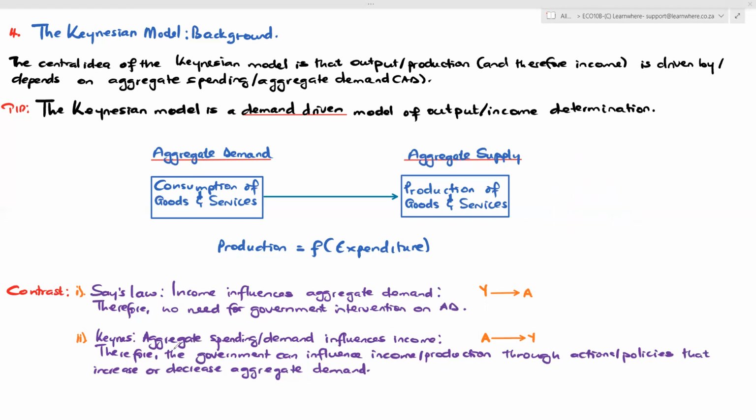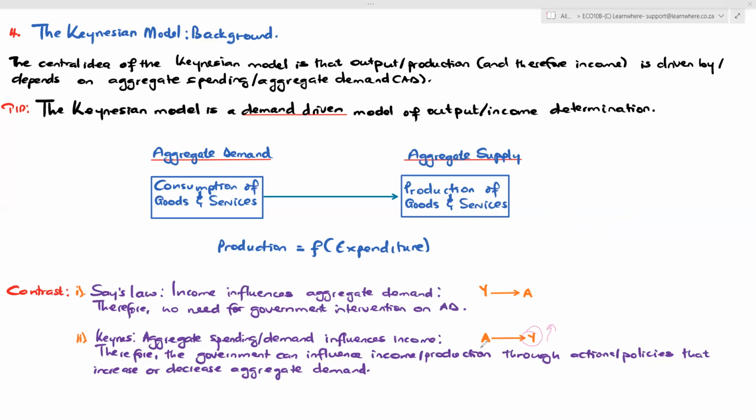of Keynesian economics. The Keynesian economics simply says that aggregate spending or demand influences income. So the relationship really runs first from aggregate demand, and then aggregate demand is going to determine the production of goods and services, or the income which is going to be earned from those goods and services, or the factors of production. And therefore the government can influence income or production through actions or policies that increase or decrease aggregate demand.